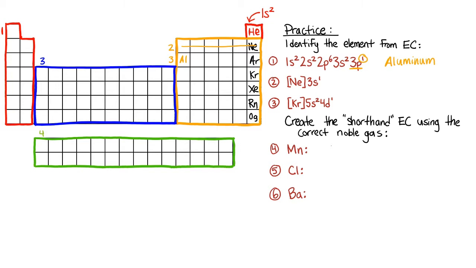Another trick, if you count up all the superscripts and add them up, 2 plus 2 plus 6 plus 2 plus 1, and it's referring to a neutral element without an ionic charge, then the sum of the superscripts should equal the atomic number. 2 plus 2 plus 6 plus 2 plus 1 is 13, which is the atomic number for aluminum, because aluminum would have 13 electrons if it's neutral, because it has 13 protons.